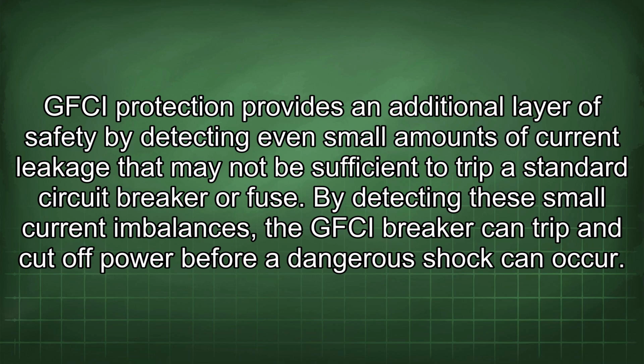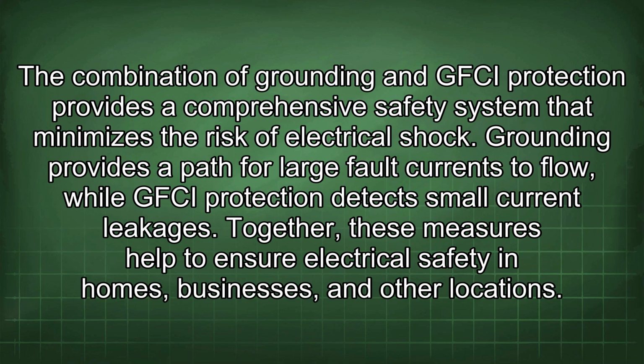GFCI protection provides an additional layer of safety by detecting even small amounts of current leakage that may not be sufficient to trip a standard circuit breaker or fuse. By detecting these small current imbalances, the GFCI breaker can trip and cut off power before a dangerous shock can occur. The combination of grounding and GFCI protection provides a comprehensive safety system that minimizes the risk of electrical shock.